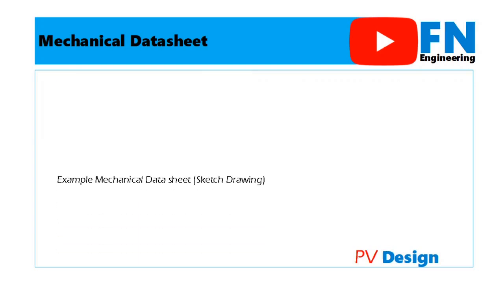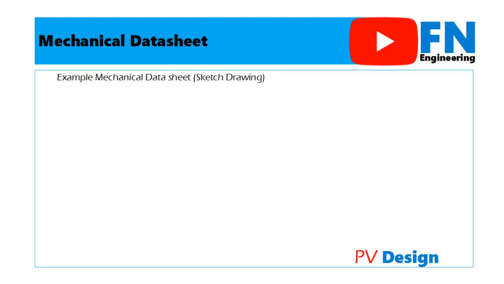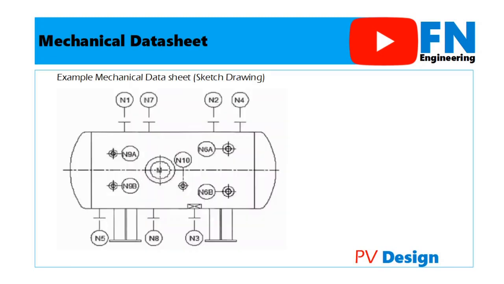Then, here is the sketch or illustration of the vessel. The vessel is a horizontal type. There are some nozzles. You can see there is support, manhole, and others.